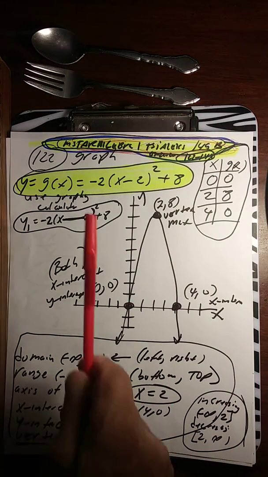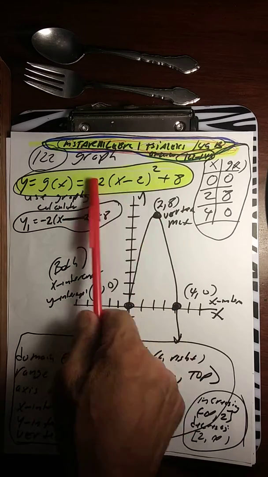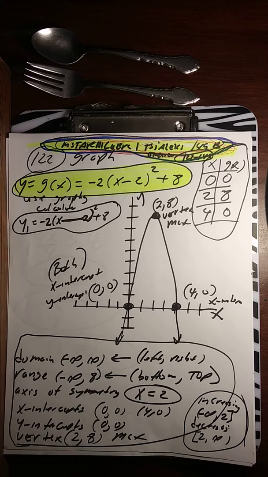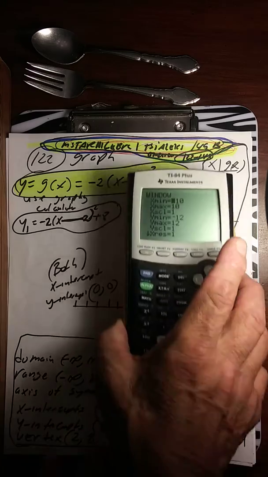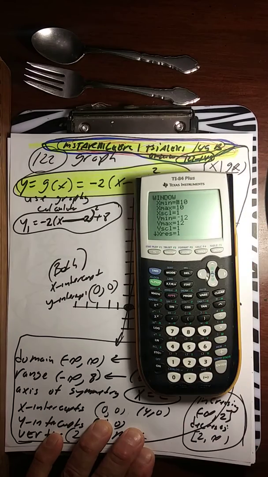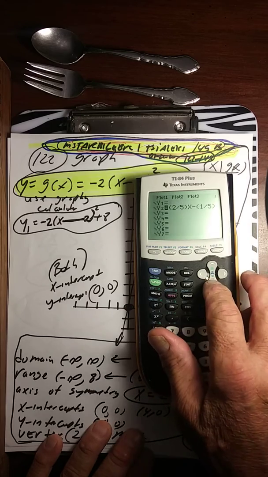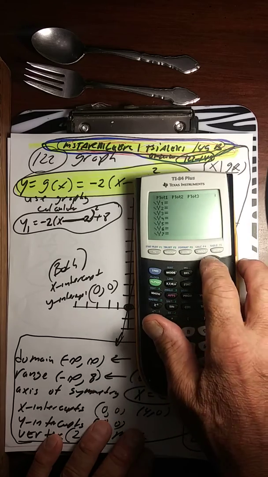Alright, if g of x is this, you need to graph this. The easiest way to do this is with your graphing calculator, so let's do that right now. First, check the window settings. It's okay right there. Go to Y=, clear everything that's there, and now let's put this one right here.